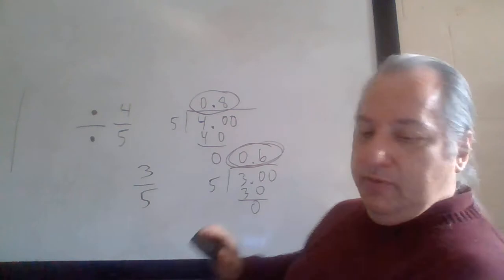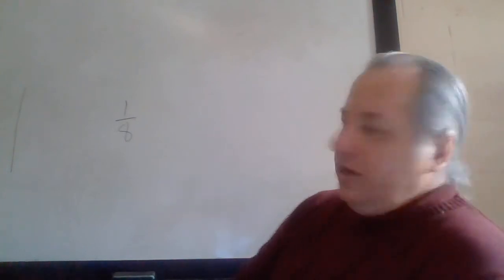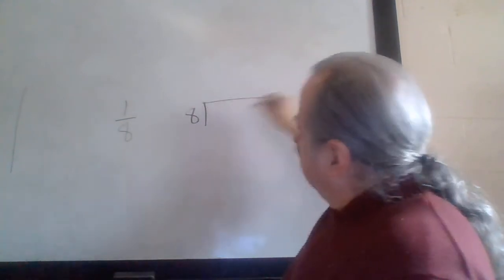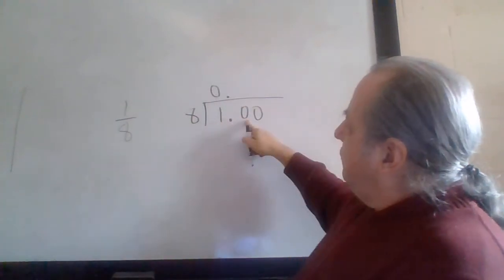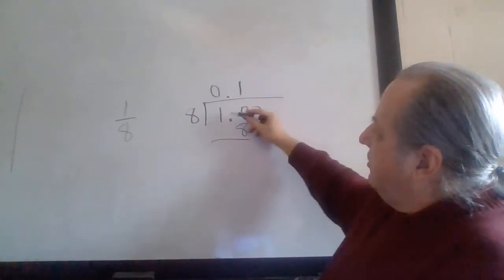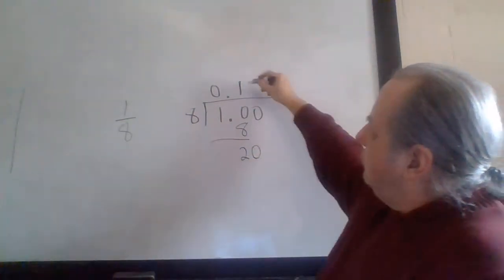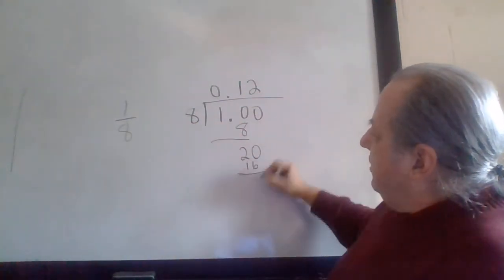Sometimes you might have to go a little bit further in your division work. What do I mean by that? What if I was changing 1/8 to a decimal? Again, it tells you what to do. 1 divided by 8. So your setup looks like this. 8 does not go into 1. 8 goes into 10 once. 1 times 8 is 8. Subtract. 10 minus 8 is 2. Bring down a 0. 8 goes into 20 twice. Multiply back. 2 times 8 is 16. 20 minus 16 is 4.